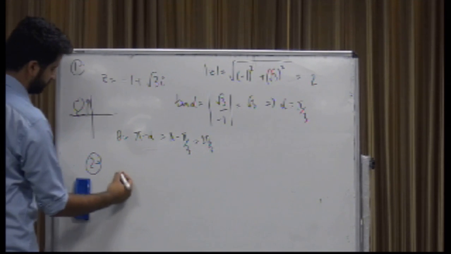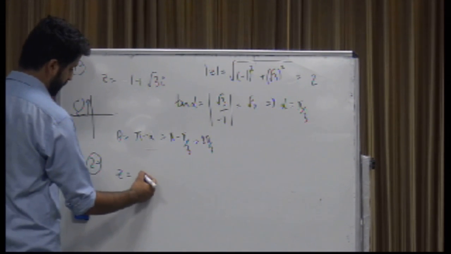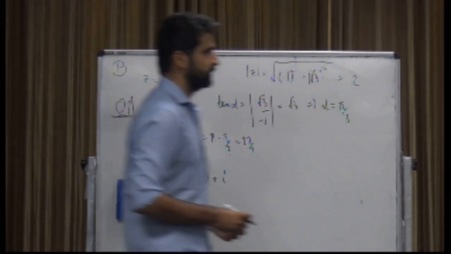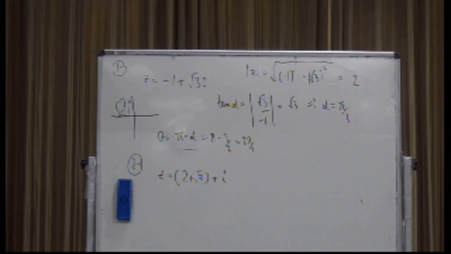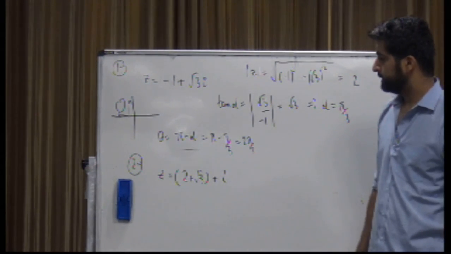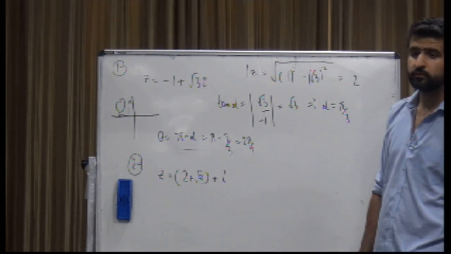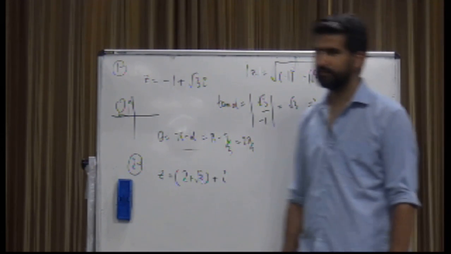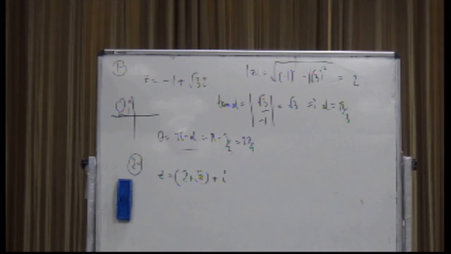z is equal to 2 plus root 3 plus iota. So in this case, 2 under root 2 plus root 3. The mod z, okay, mod z.